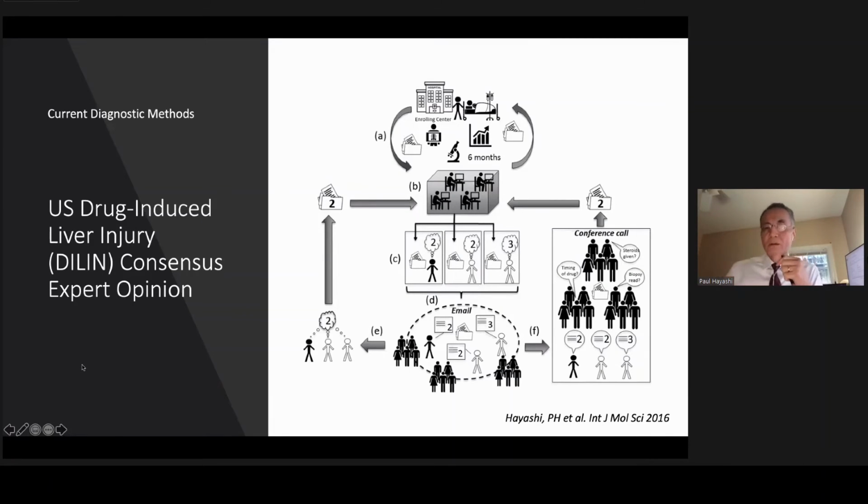So this is the cartoon of what consensus looks like, and I think it's important to understand the level of labor and time it takes to do this. So the patient is identified at an enrolling center. The principal investigator will enroll the patient. And then there is a total of at least 6 months of time that rolls by of collecting data and follow-up data. So causality assessment in the DILI doesn't occur till 6 months after the event at least.